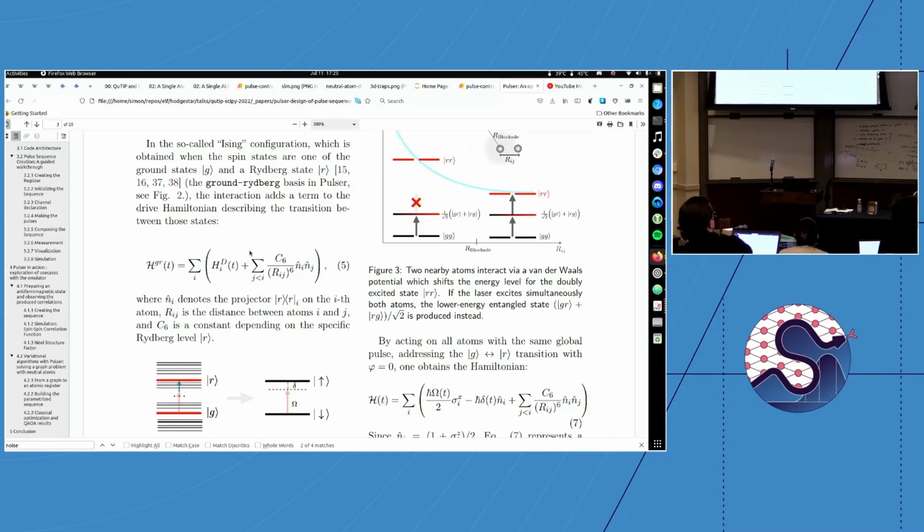And so I haven't included the distance yet. I just assumed that the atoms are distance 1 from each other. And then this Ni and Nj is just the projector onto the state R. So basically, how much is the coefficient of the state R? So Ni is just the projection onto the state R for the ith atom. So it's like |R><R|, you can just see it up there. So we can add that to our Hamiltonian.